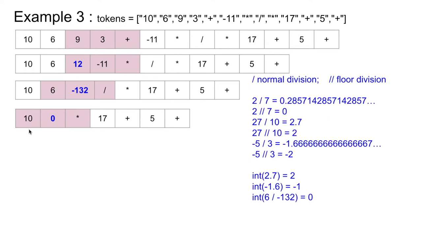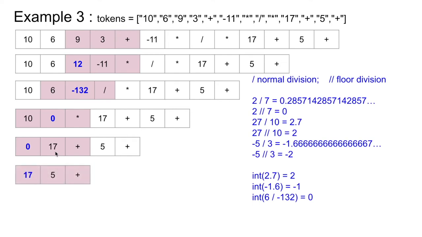Then calculate 10 multiplied by 0 equals 0. Then calculate 0 plus 17 equals 17. Then 17 plus 5 equals 22. That is the final result.